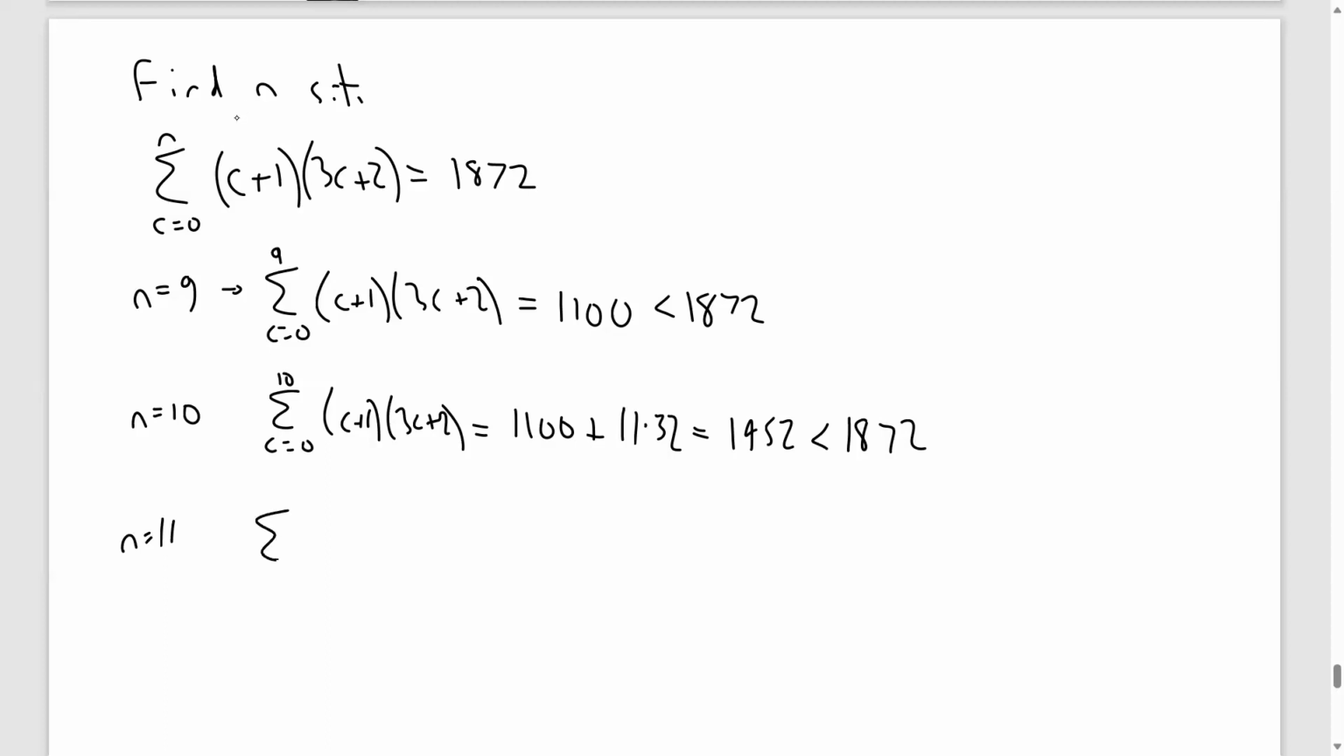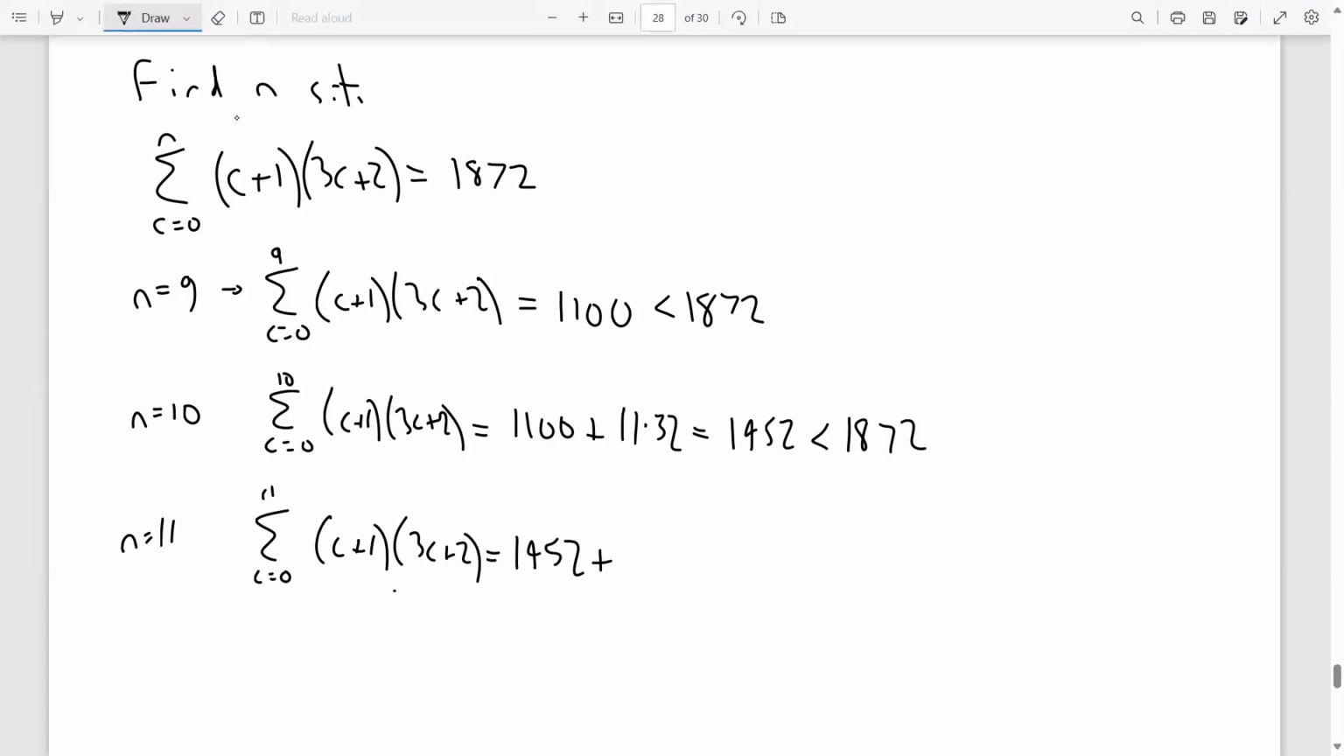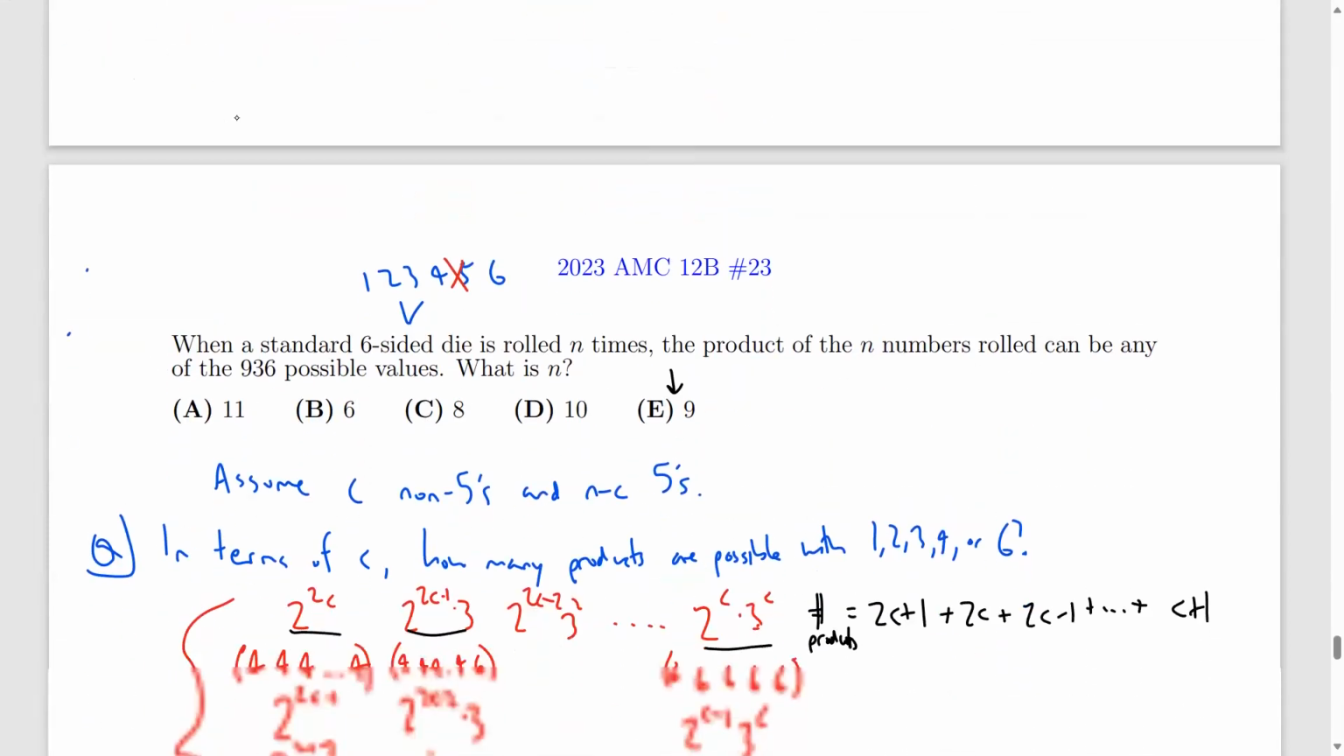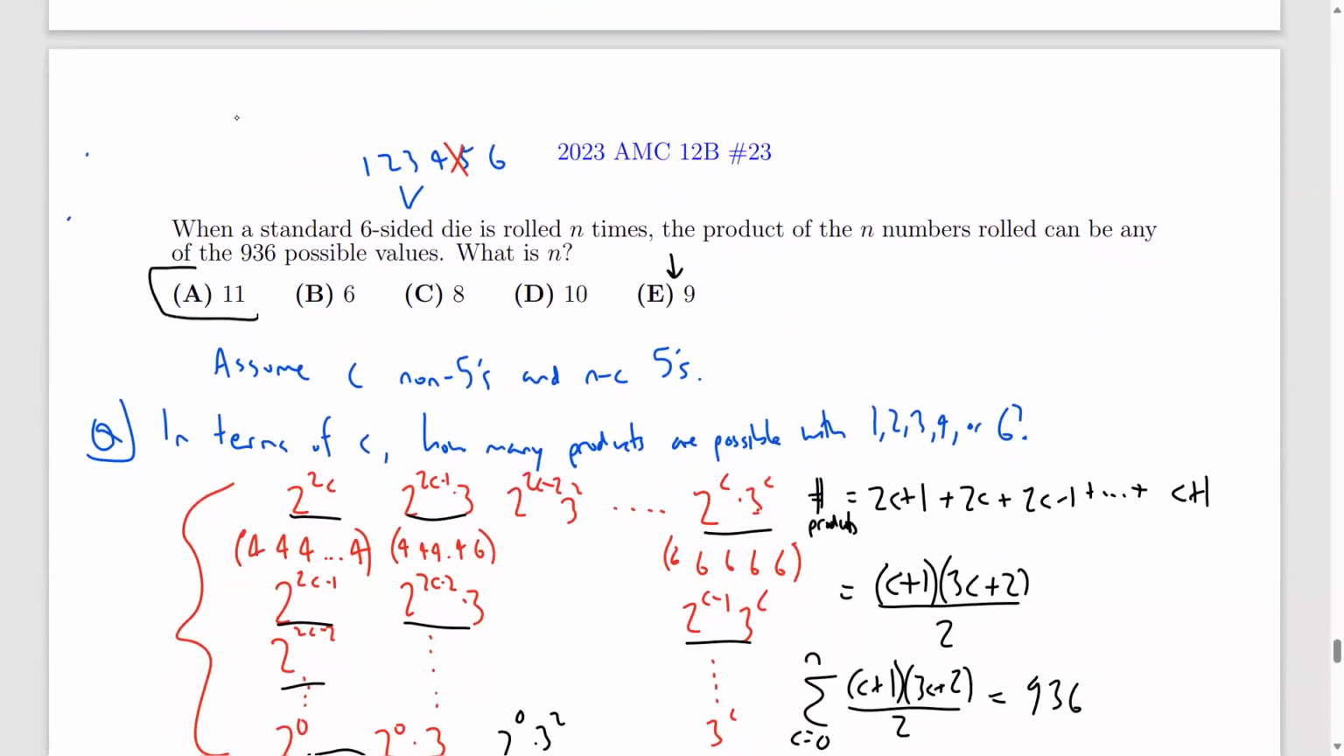Finally, if n is 11, then the same sum, but from C equals 0 to 11, is equal to 1452 plus this expression where C equals 11, 12 times 35. 12 times 35 is 420. So we get 1872, which is what we want. Therefore, n must be 11, and the answer is A.